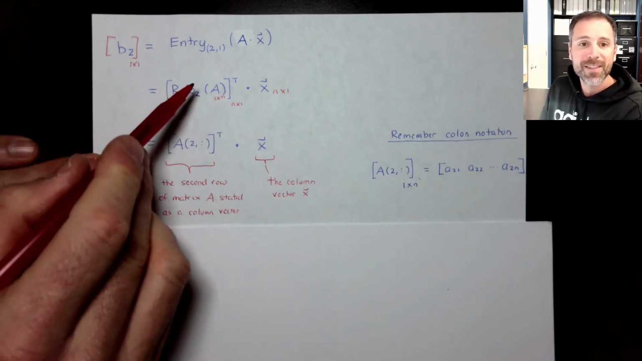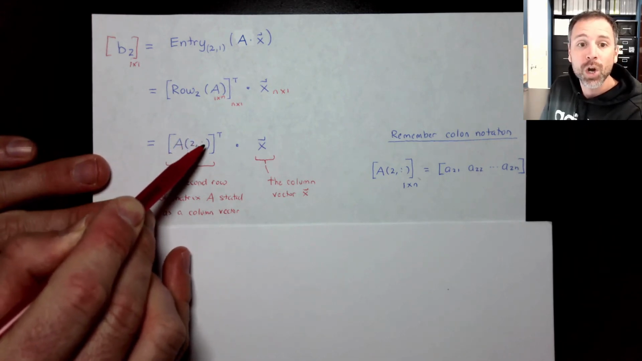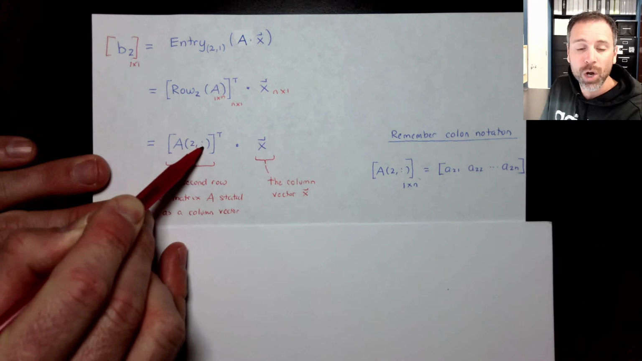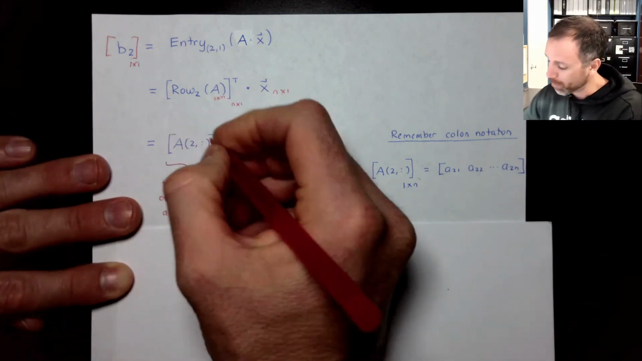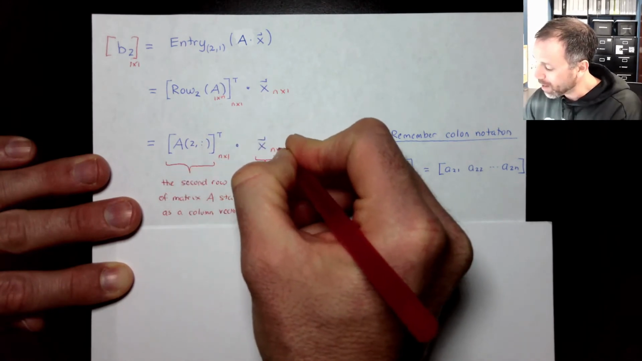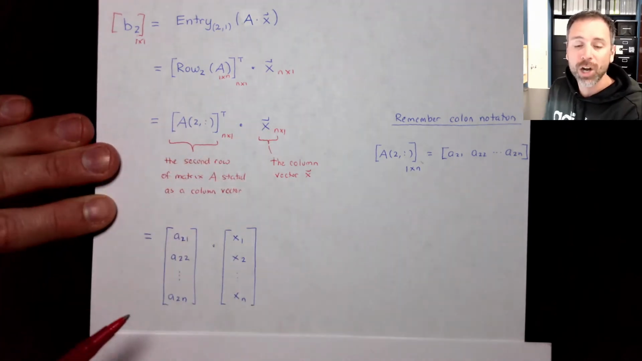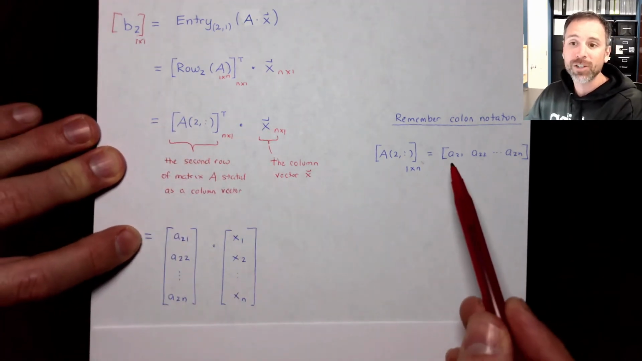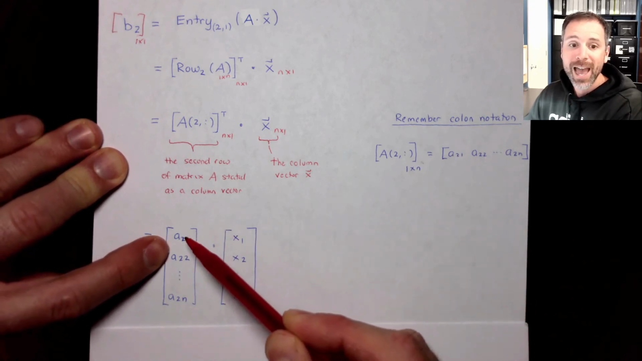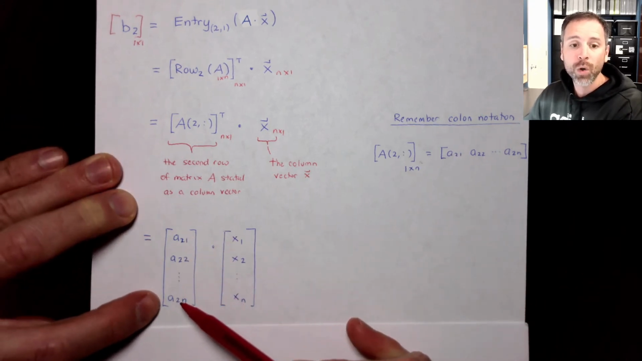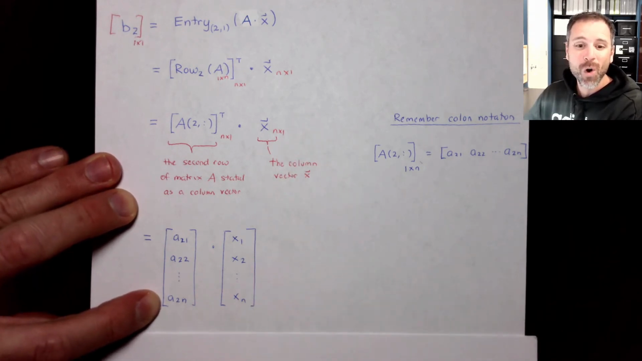We said that the second row of A is going to be written in colon notation as A2 colon, so take the second row and all columns. We'll transpose that, which means we'll treat the second row as a column vector. Again, this is an n by 1, this is an n by 1. Well, what happens when we take a column vector dot a column vector? Remember, this column vector is the second row of A written as a column vector, so this must be A21, A22, all the way down to A2n. Here we have x as x1, x2, all the way down to xn.